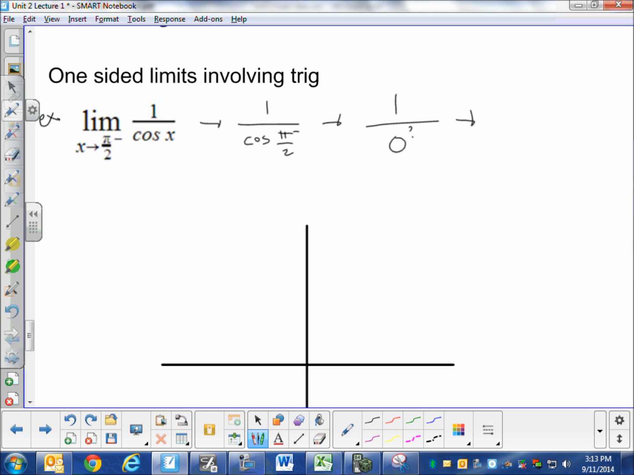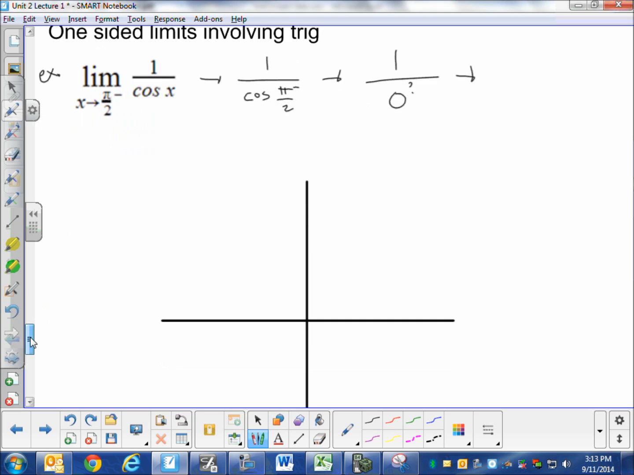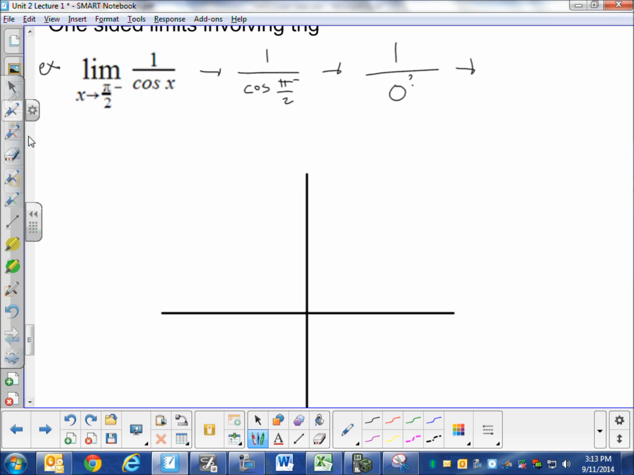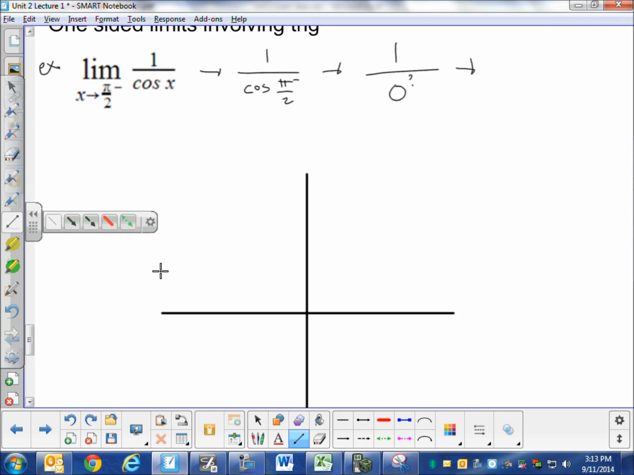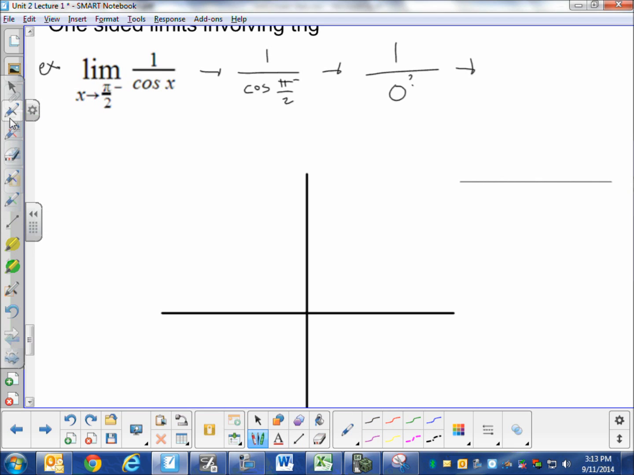Let's see. All right, we're going to go with it. This is going to be a unit circle that will really help you. I would advise you to draw a unit circle on your paper somewhere. It is very helpful when we're dealing with one-sided limits involving trig. Also, you might want to include a number line, just so you understand coming from the right and coming from the left when we have this two-dimensional thing.